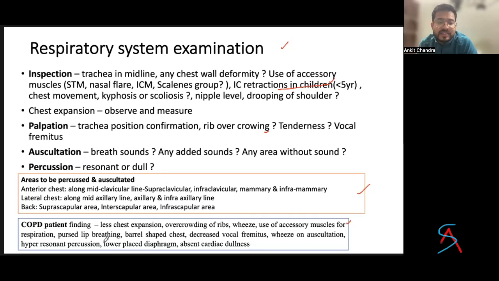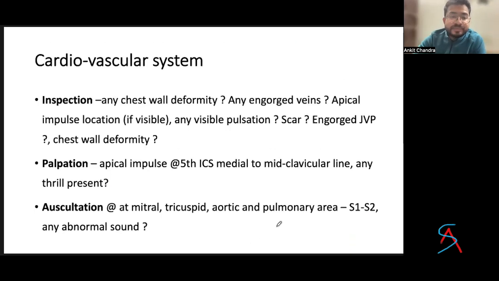This is just one example. For COPD cases, there will be less chest expansion, overcrowding of ribs, there will be wheeze on auscultation, there will be use of accessory muscles in respiration, there will be pursed lip breathing, there will be barrel shaped chest, vocal fremitus decreased, wheeze, and there will be hyperresonant percussion, lowered diaphragm, absent cardiac dullness.